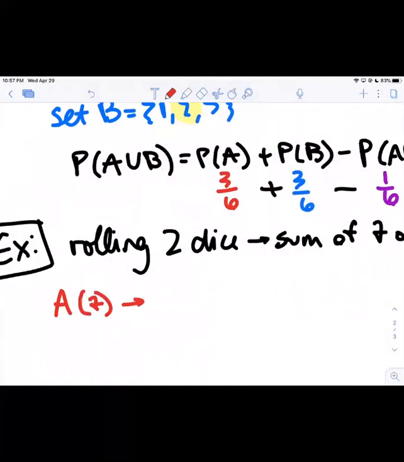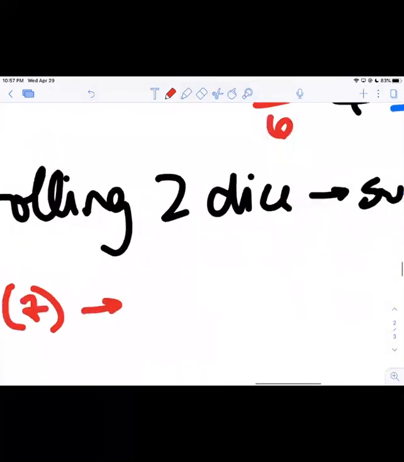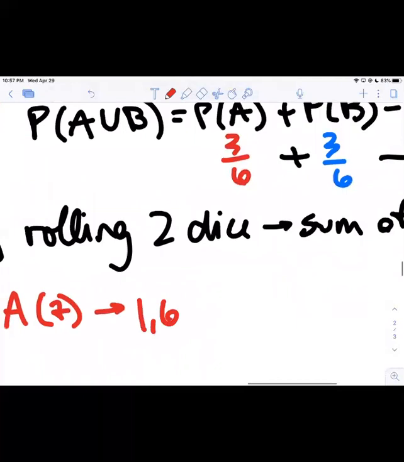If I rolled a 7 and I rolled 2 dice, my first dice could be a 1 and my second dice could be a 6. I could roll a 2 and a 5. I could roll a 3 and a 4.